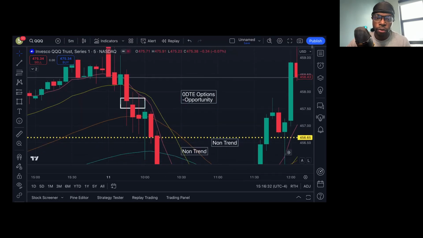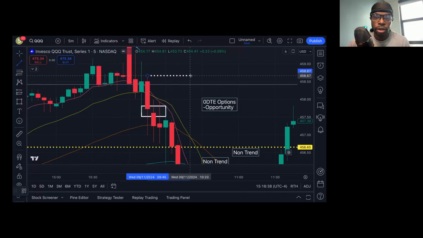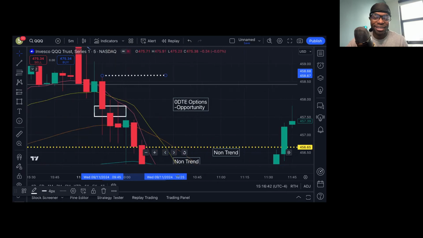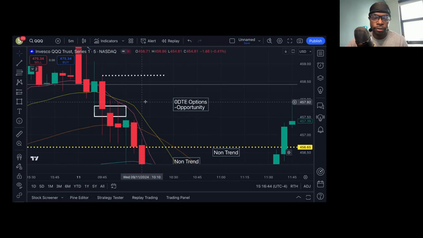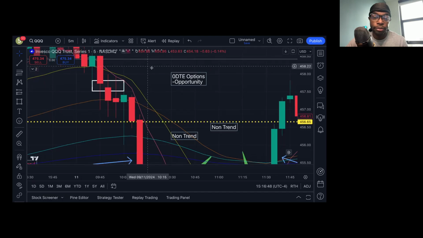My signal bar is this bar here. I'm going to get in one tick after, and I'm going to set my stop to one tick above this bar. If we go back above this bar, then this play is trash and it's going the other way. But usually 99% of the time, it does not go back the other way.